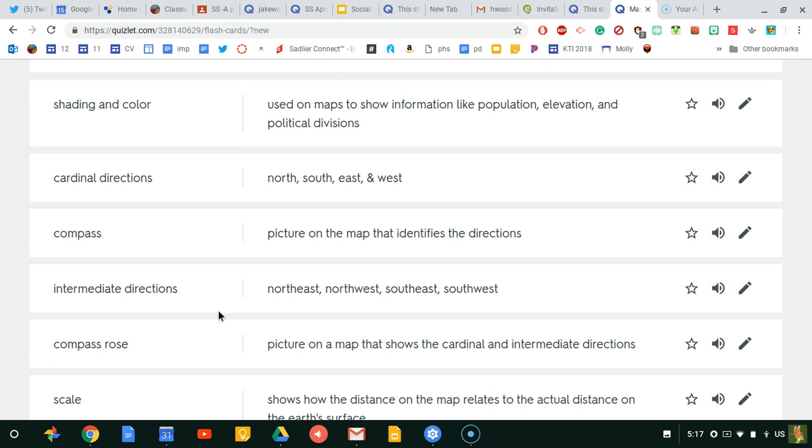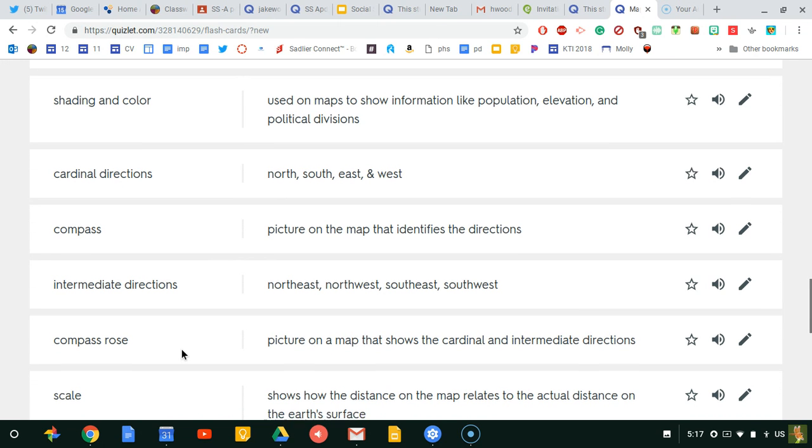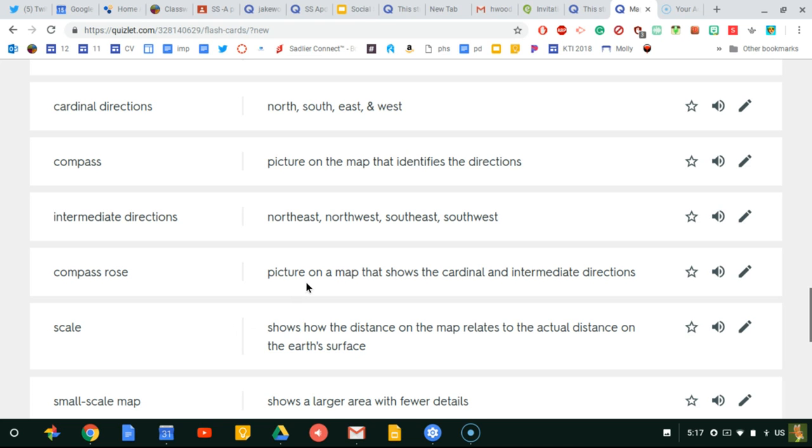And what holds that is a compass rose. So a compass rose is a picture on a map that shows the cardinal directions and the intermediate directions. So it's all those directions blended in.